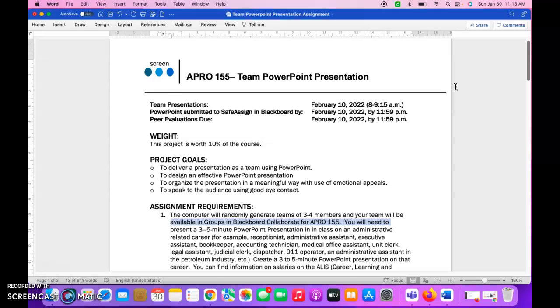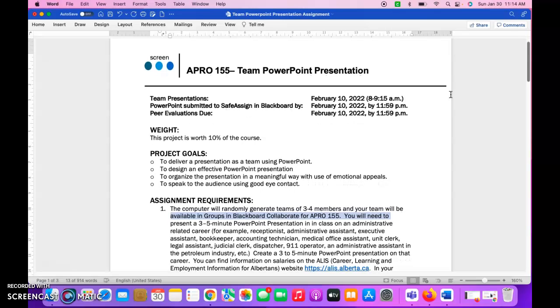In that ideal circumstance, everyone is in person at that time. Everyone from the team is responsible to be present for the presentation. If there are circumstances that dictate your inability to come on campus, please contact me and we can discuss that in more detail if needed. The actual PowerPoint document should be submitted through Save Assign in Blackboard by 11:59 that night on February 10th.